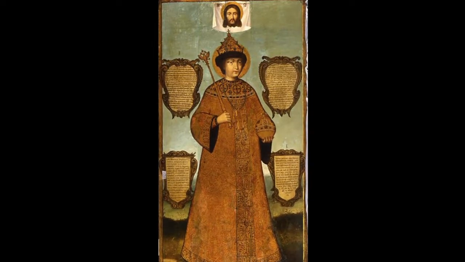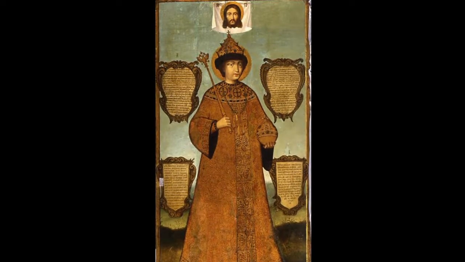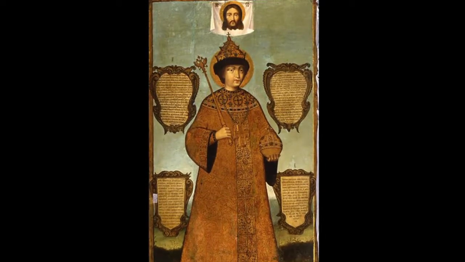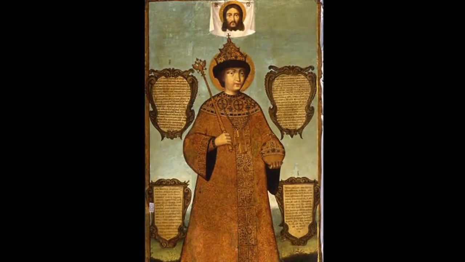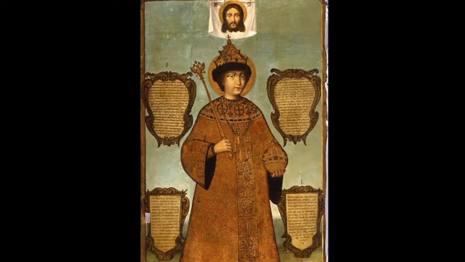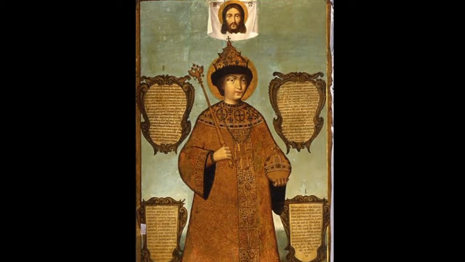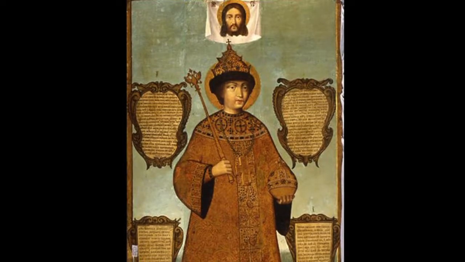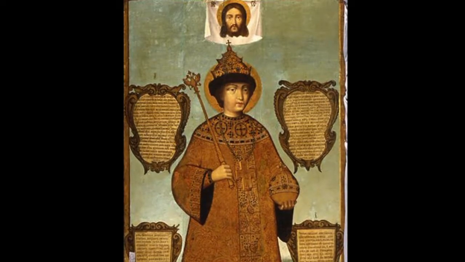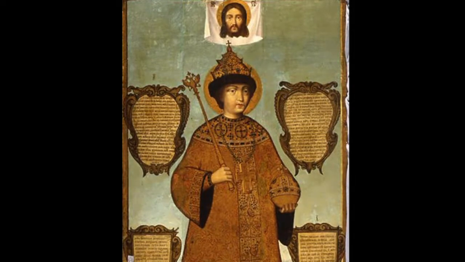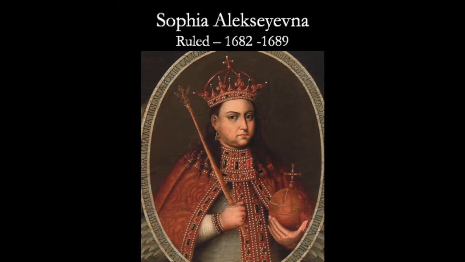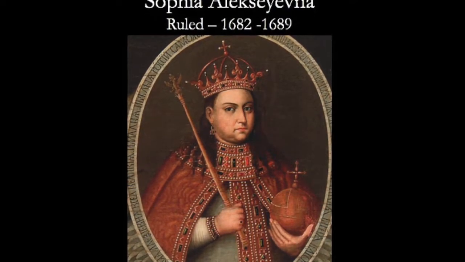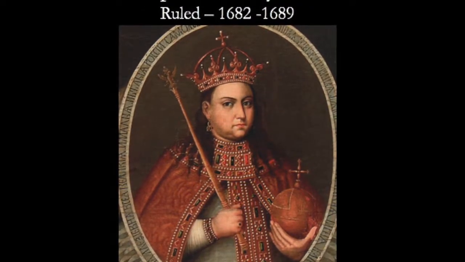Here we see icon-type image of Fyodor. First at the top, of course, is Jesus, a representation of the heavenly bodies, and then right underneath that is, of course, Fyodor. Who else? The Romanov Tsar. And on either side of him, we see all the various legal legislation that he passed in his lifetime. Upon Fyodor III's death in 1682, his older sister Sophia became regent, and she wanted to be empress.